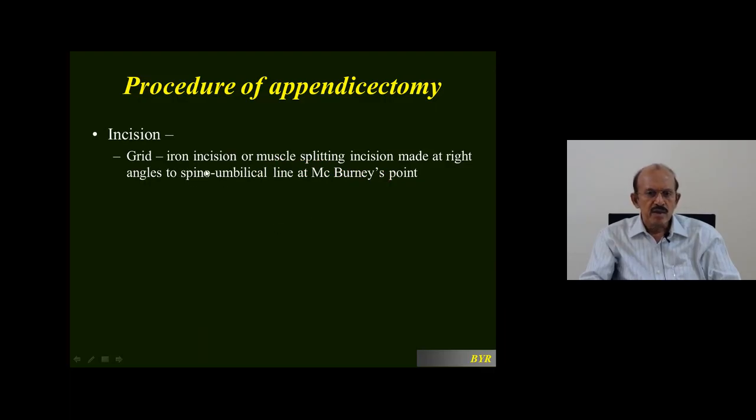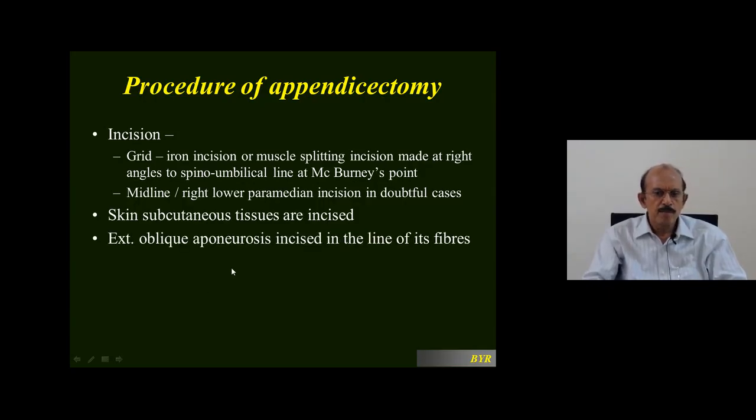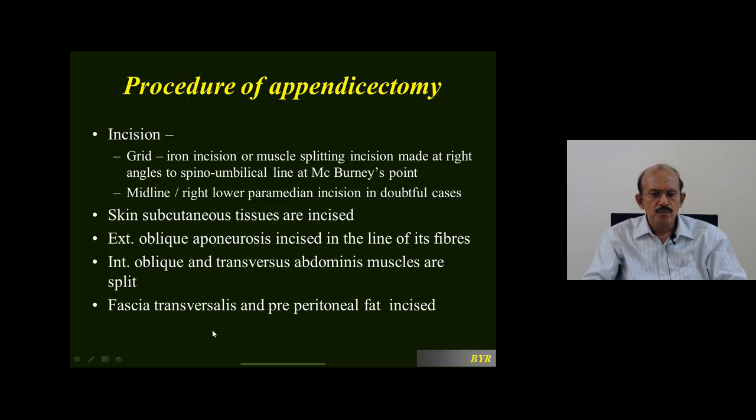So the incision is the gridiron incision or muscle splitting incision. This is also called the muscle splitting incision. This is also called McBurney's incision. This is also called the gridiron incision. It is made at right angles to the spino-umbilical line at McBurney's point. A midline or right lower paramedian incision is given in doubtful cases. Skin and subcutaneous tissues are incised. External oblique aponeurosis is incised in the line of fibers. Internal oblique and transversus abdominis muscles are split. Fascia transversalis and preperitoneal fat are incised.